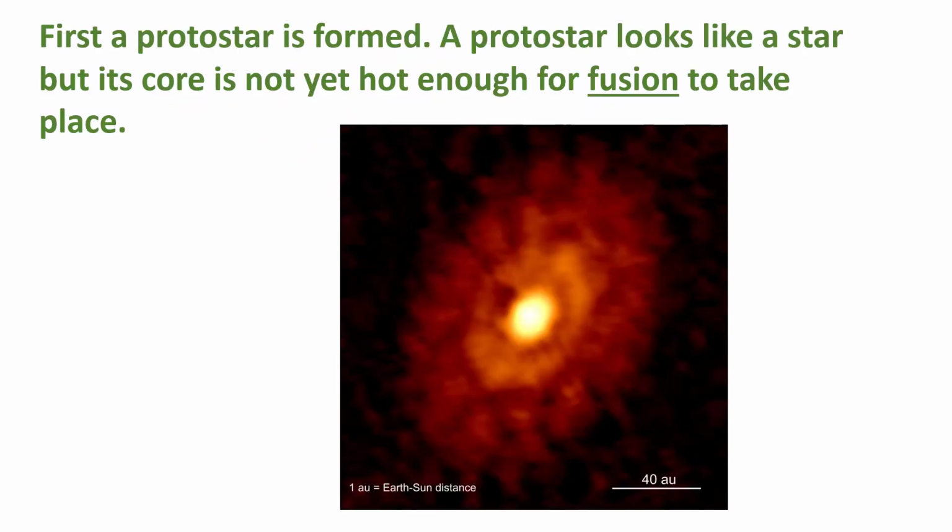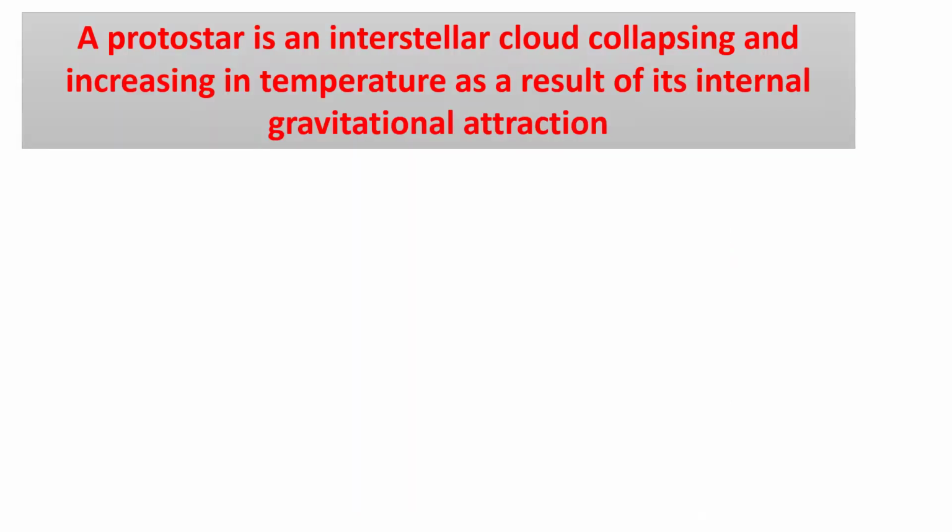Now we start the process in detail. First, a protostar is formed, which is like a baby star. It's a firstborn star. This protostar is actually the startup of the star's life, but it is not hot enough for fusion to take place. Now, a protostar is basically an interstellar cloud, and it undergoes a process like squeezing and expansion, due to change in temperature, and the competition is with the internal gravitational force of attraction.